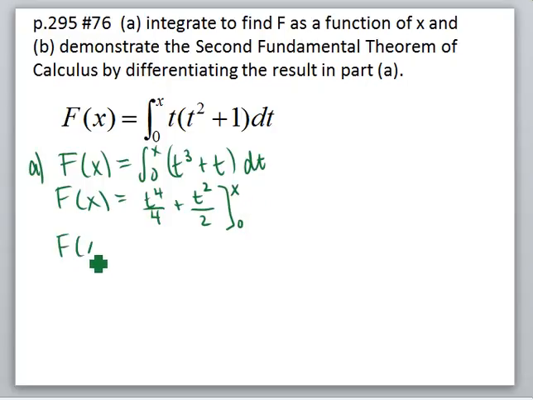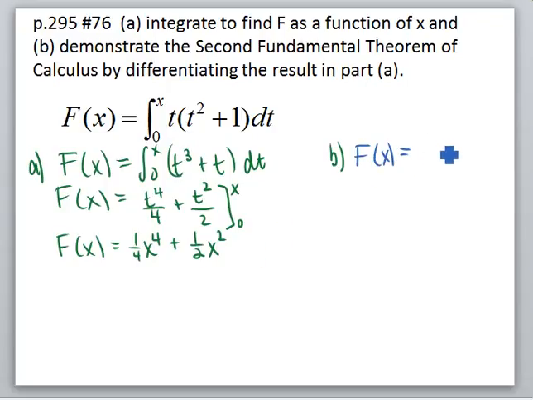So my f of x is equal to 1/4 x to the fourth plus 1/2 x to the second, and then it'd be minus 0, which I don't need to write in there. So that would be part A. In part B, it says demonstrate the second fundamental theorem of calculus by differentiating the part A. So in part B, I'm going to write what I just got for my answer.